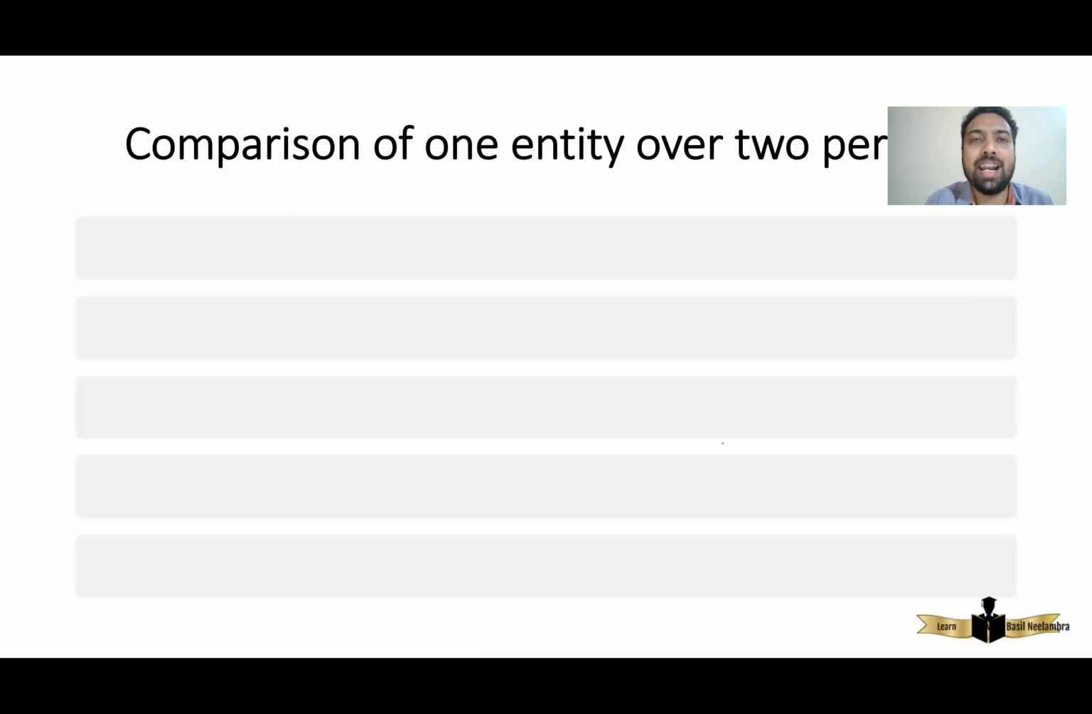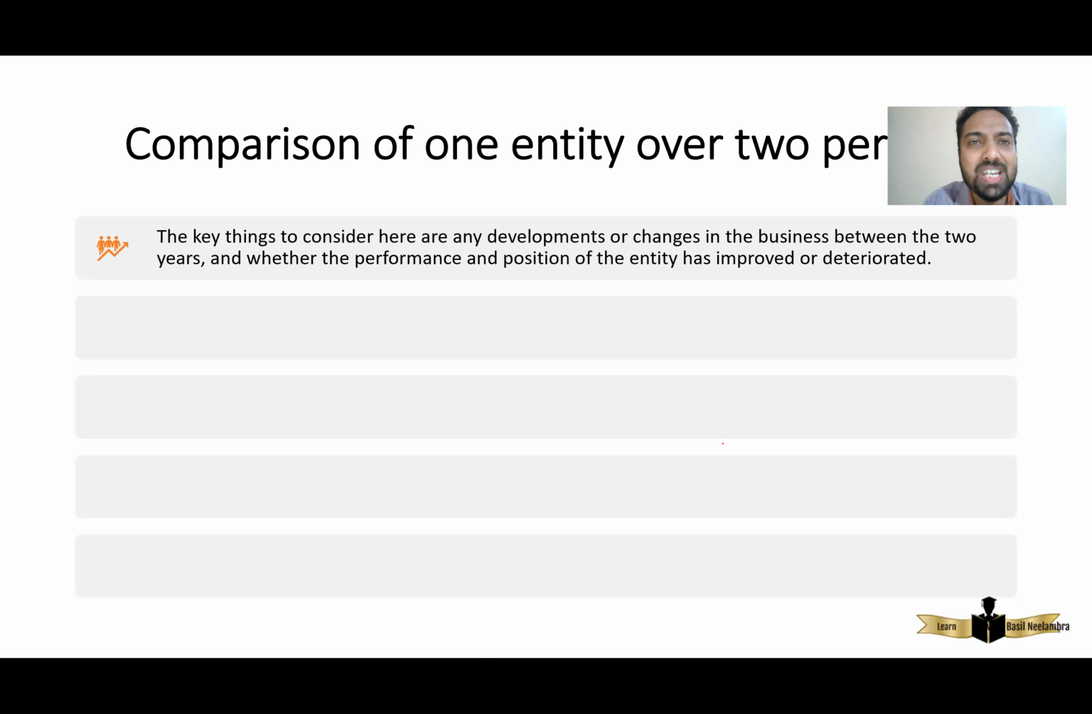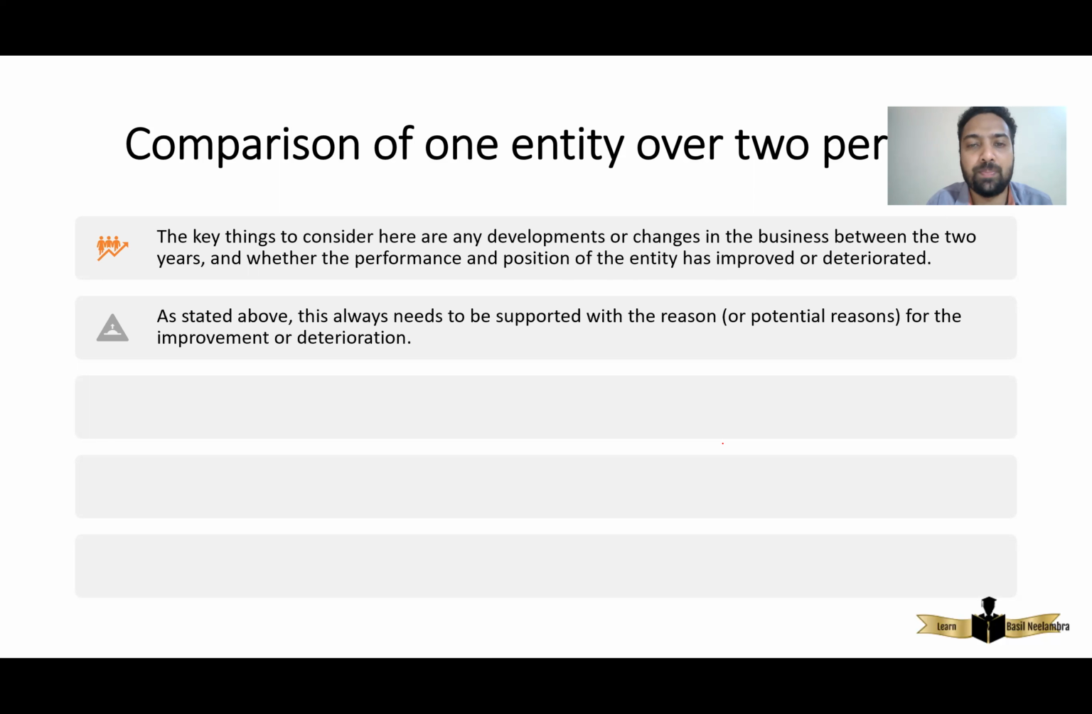So when you compare one entity over two periods, what is the ACCA examiner expecting? The key things you have to consider are: is there any development? Are there any changes between year 1 and year 2? And whether the performance has improved, or whether the position has improved or deteriorated as compared to the previous year. And as stated earlier, whether it has increased or decreased, they are not interested in that. Normally, students write ROCE of the current year is 20%, ROCE of the previous year is 15%. So the performance has increased, or maybe the opposite, performance has reduced, deteriorated.